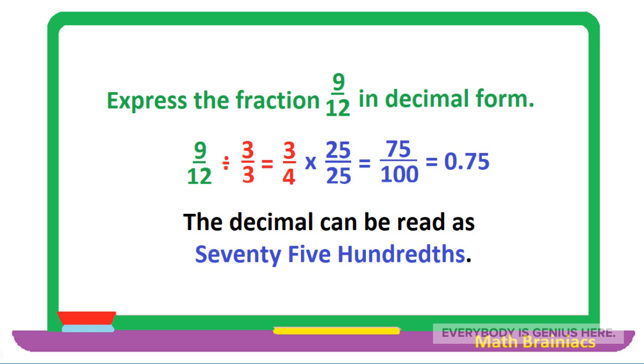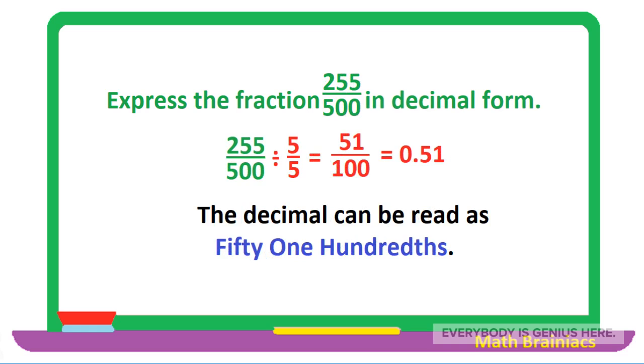Furthermore, there are fractions that need to be divided first so that we can come up with a factor that can be multiplied to meet the goal of making the denominator equivalent to 100. Like in this example, we need to divide the denominator by 5 so that we can meet the target of making the denominator equivalent to 100. It is easy, right?